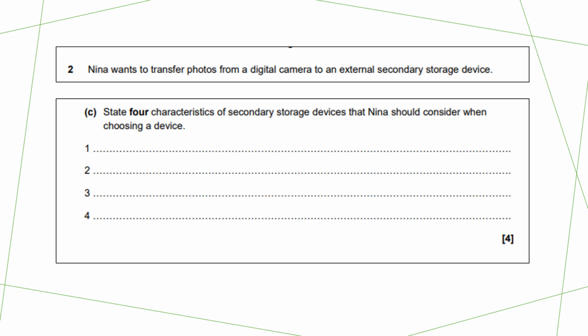Question 2C. Nina wants to transfer photos from a digital camera to an external secondary storage device. State 4 characteristics of secondary storage devices that Nina should consider when choosing a device. So 4 characteristics, that would be when you are choosing a device, what features or what kind of specification are you looking for? And when you are looking for those, what characteristics would they fall under? I think there are about 6 or 7 that you could choose from. You just need to identify 4 and put your answer in.